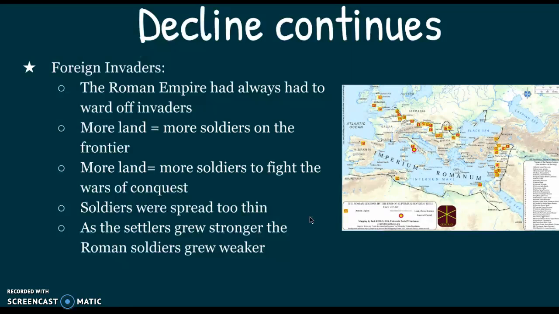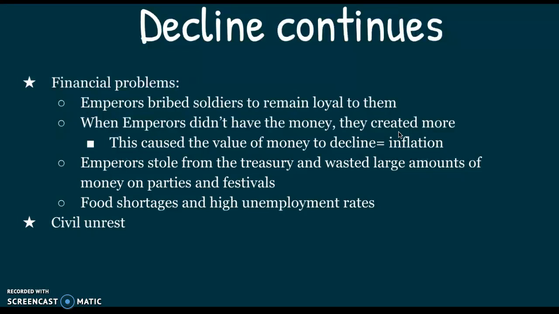And as the settlers in these surrounding areas grow, especially right here in Germania, as they grow stronger and more angry at the Roman Empire, they're going to fight back. And as the soldiers on the frontier begin to thin out because there are wars of conquest happening, or they just don't want to be part of the Roman bribery anymore, these tribes are able to infiltrate the Roman Empire.